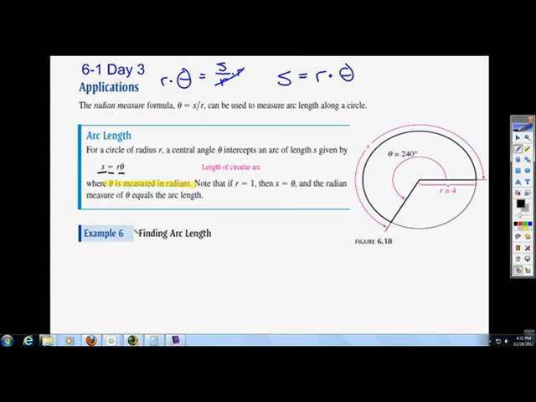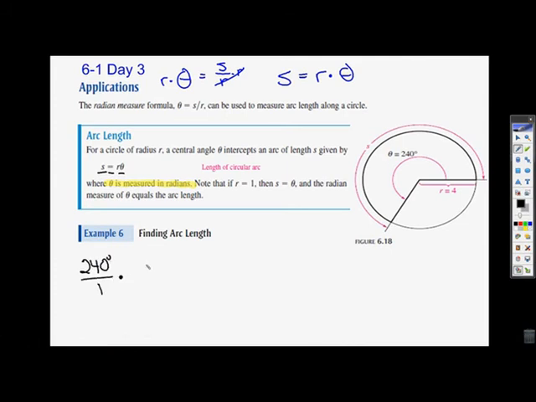So to solve example 6 here, we want to find the arc length S. First, I want to take my angle, 240 degrees, and convert that to radian measure. And remember, we multiply by pi radians over 180 degrees. The degrees cancel. We multiply straight across and get 240 pi radians divided by 180. When we divide that out, we get 4/3 pi, or 4 pi over 3. So this angle is 240 degrees, and it is also in radian measure 4/3 pi.